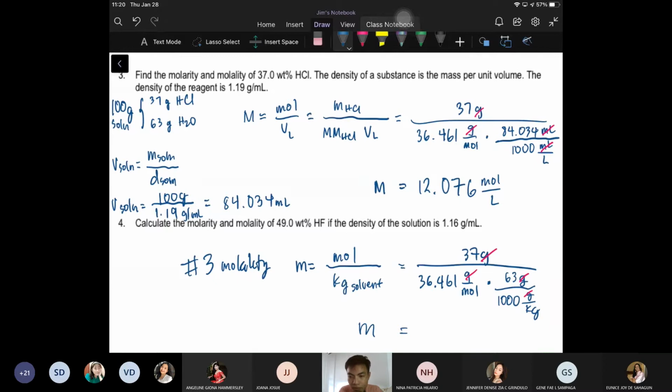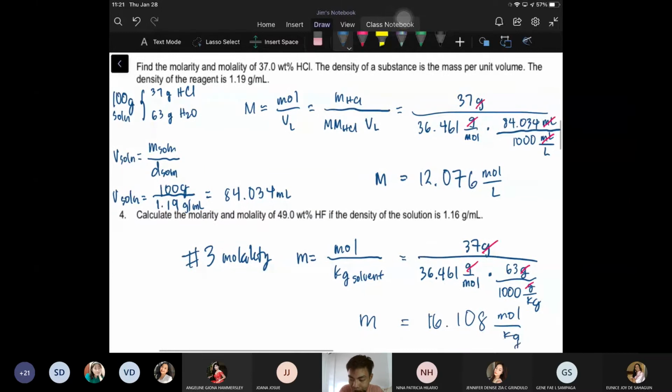Solve natin. Medyo magkalapit lang yung answer dyan. No? So, pag sinabi kong magkalapit, hindi naman greater than 10 yung difference. Okay, so the answer is 16.108 mole per kilogram. Okay, so that's the molality. Okay, so mapansin nyo, medyo magkalapit yung value nila, no? Okay, so medyo magkalapit lang. Hindi siya greater than 10 yung difference.